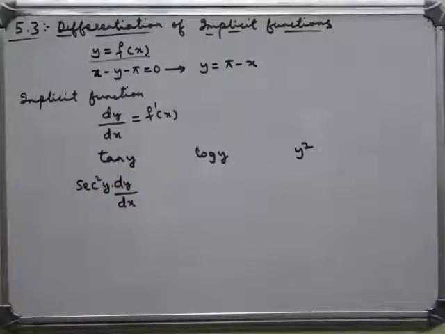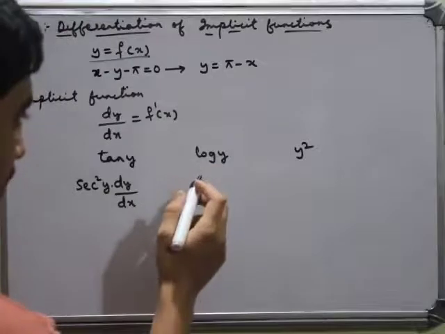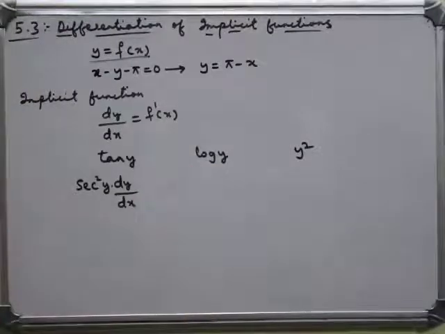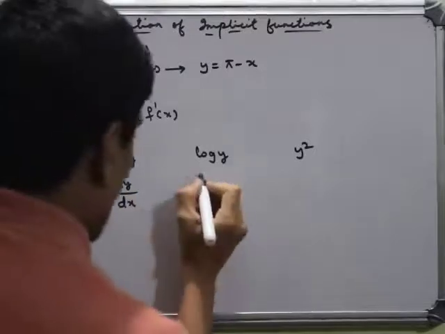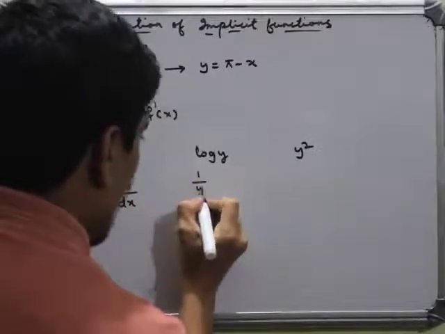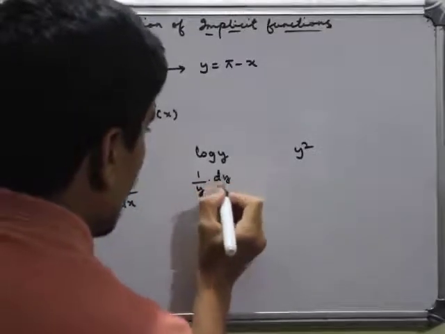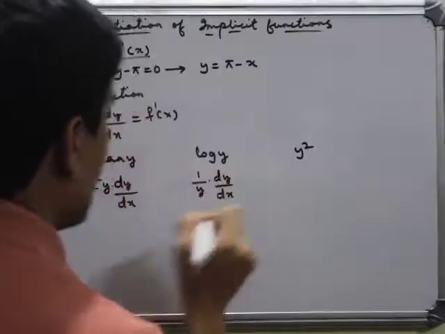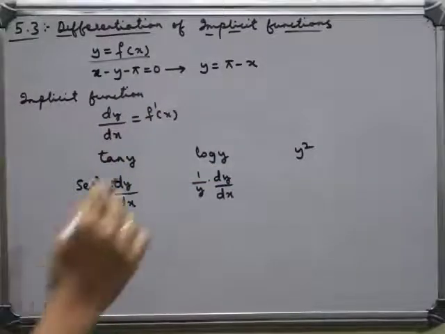So in this exercise 5.3, throughout this exercise we are going to make use of this technique. This is what we use in differentiating implicit functions. Now log y, differentiation of log x is 1 by x. Differentiation of log y is 1 by y into dy by dx. Just end it with the dy by dx. You have to differentiate both things.